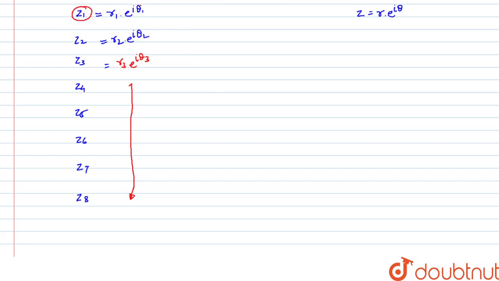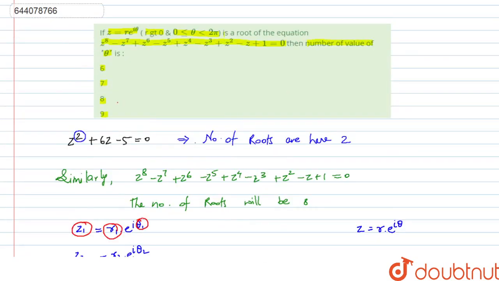So for every z, there is a unique theta 1 and a unique r1, right? So how many thetas will there be? There will be theta 1, theta 2, theta 3, theta 4, theta 5, theta 6, theta 7 and theta 8. So there are 8 values of theta. So the number of values of theta here is 8. So option C, 8, will be our right answer.